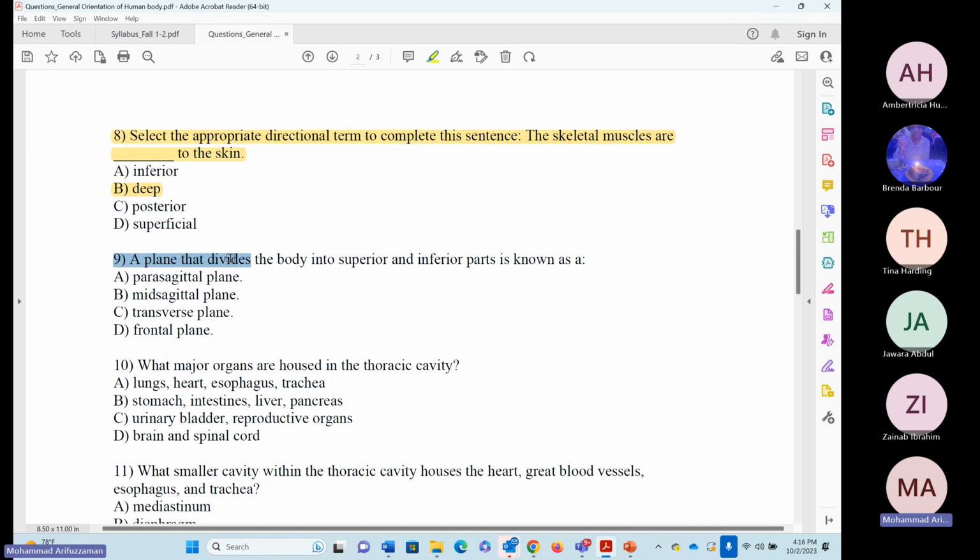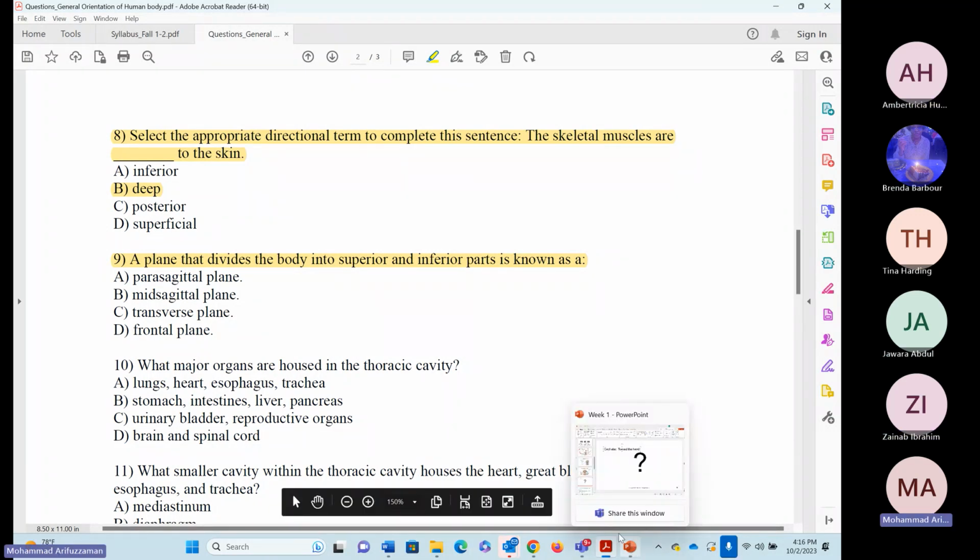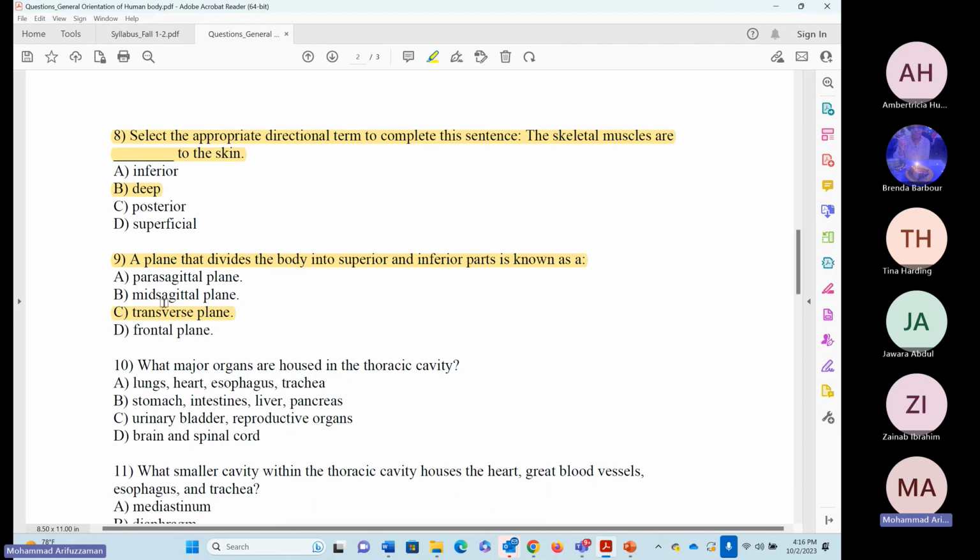A plane that divides the body into superior and inferior parts is known as the mid-sagittal plane? Superior and inferior, no, transverse. Yes, correct. So the mid-sagittal divides into the right and left halves. The transverse divides into superior and inferior. So what is frontal? Anterior area. Yes, that is anterior.